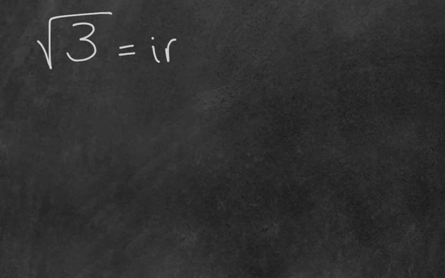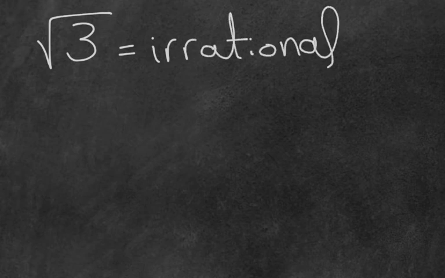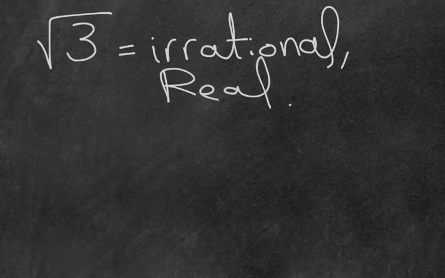Now we have these examples from your book. We have square root 3. The number inside the square root is not a perfect square, so it's irrational. And all irrational numbers are real numbers. When we want to write all the names that apply to square root 3, we can say it's irrational and real number.